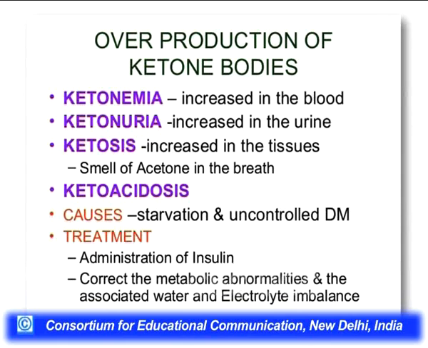ketonemia, which is called when there is an increased level of ketone bodies in the blood. Then there is ketonuria, when there is an increased level of ketone bodies in the urine. Then there is ketosis, when there is an increased level of ketone bodies in our tissues. And the major causes of this overproduction are starvation, when we starve for a longer period of time, and uncontrolled diabetes. So the treatment has to start immediately.